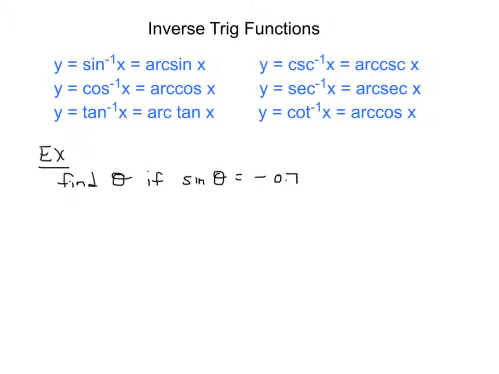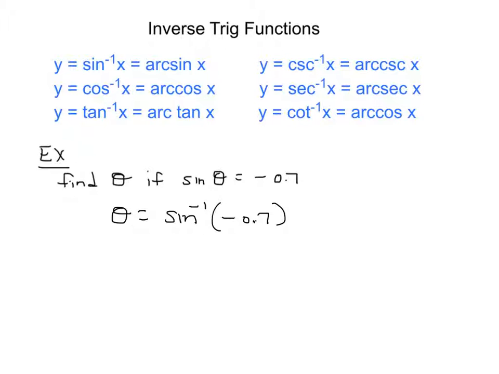So for example, find theta if I know that the sine of theta is -0.7. Well, the first thing is, since these are inverse functions, that means that theta could be found by taking the inverse of my problem that I have. So I have the trig ratio. The trig ratio happens to be -0.7. It's in decimal form, not fraction form, but it's still a ratio. And I want the angle whose sine is -0.7.